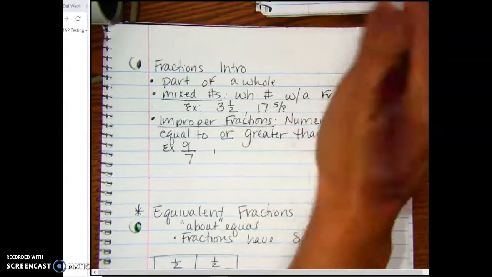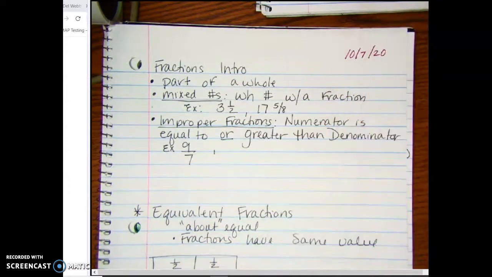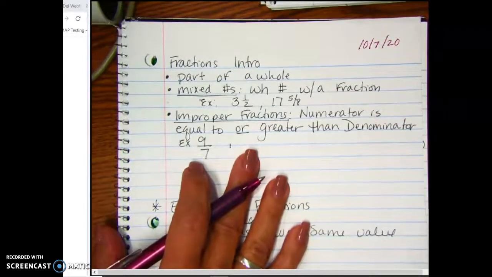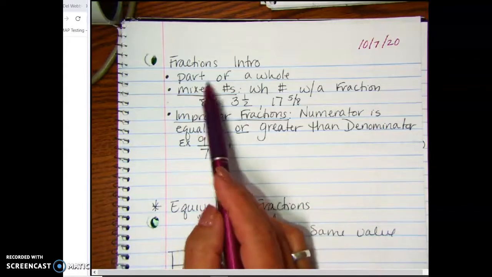So today's date, of course, is the 7th. And I've got a lot of stuff already written so that we're able to get through this pretty quickly rather than have a really long video. So my recommendation to you is to pause and write it and then continue on, because I'm going to just keep going. So fractions. Fractions are part of a whole.